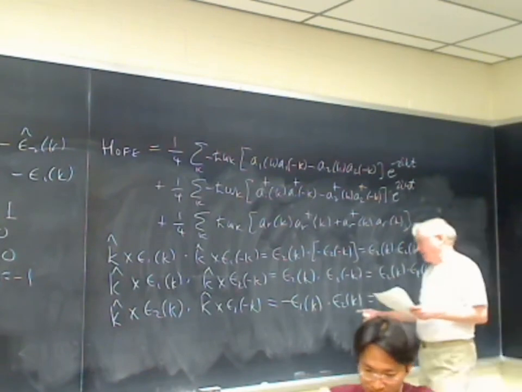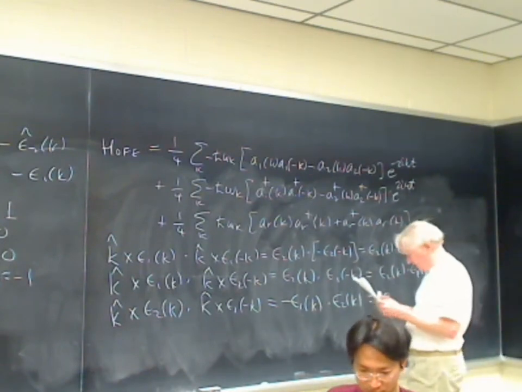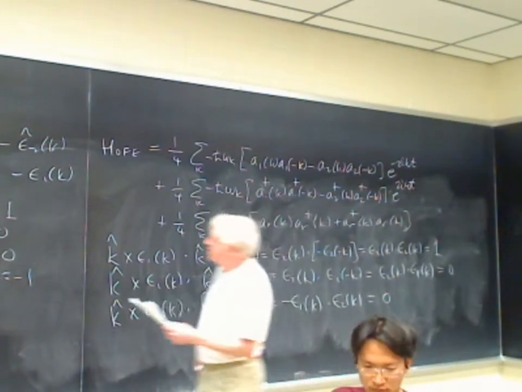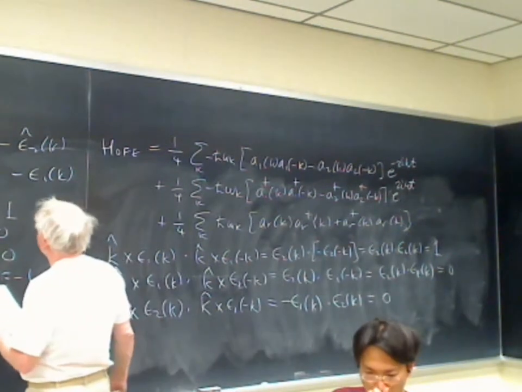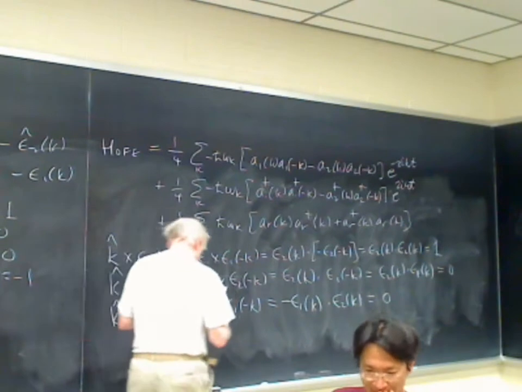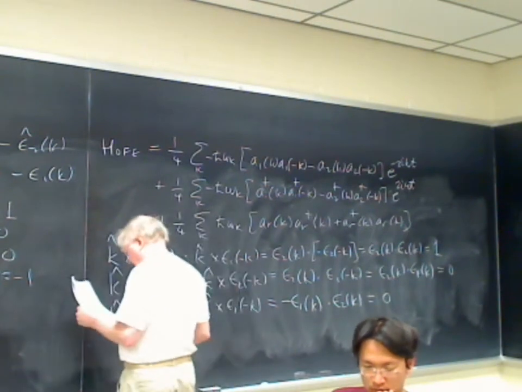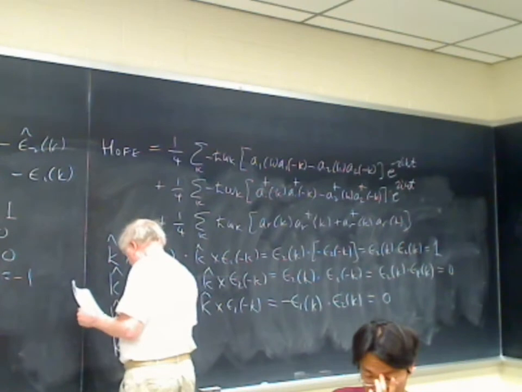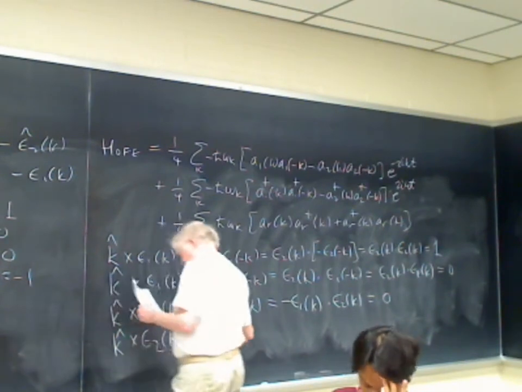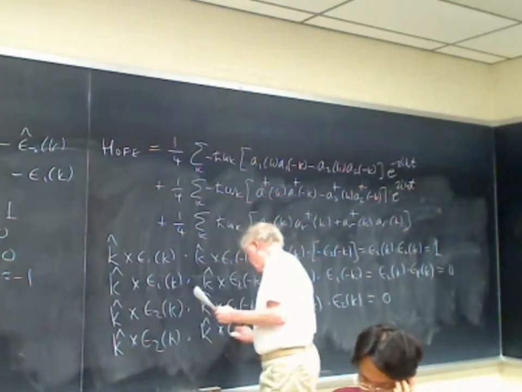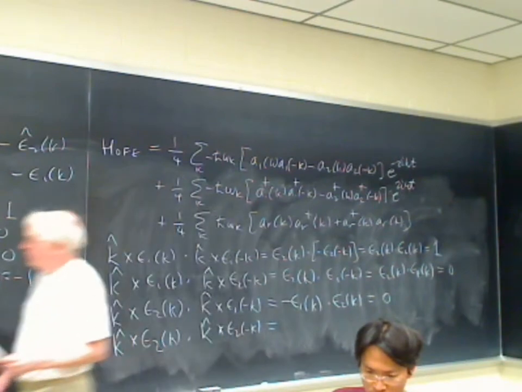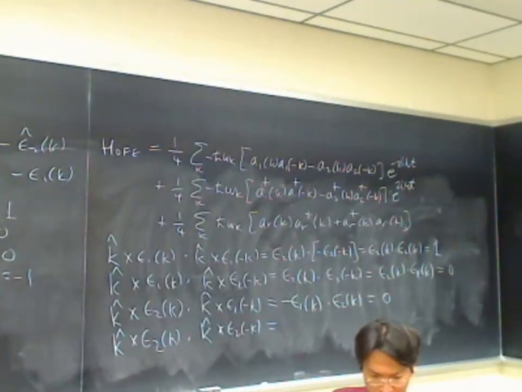Let's see, in my notes I have an extra minus sign there. Right. Okay. So this is correct. I just skipped something. All right. The last one is k hat cross epsilon 2 of k dotted into k hat cross epsilon 2 of minus k, and k hat cross epsilon 2 is minus epsilon 1.